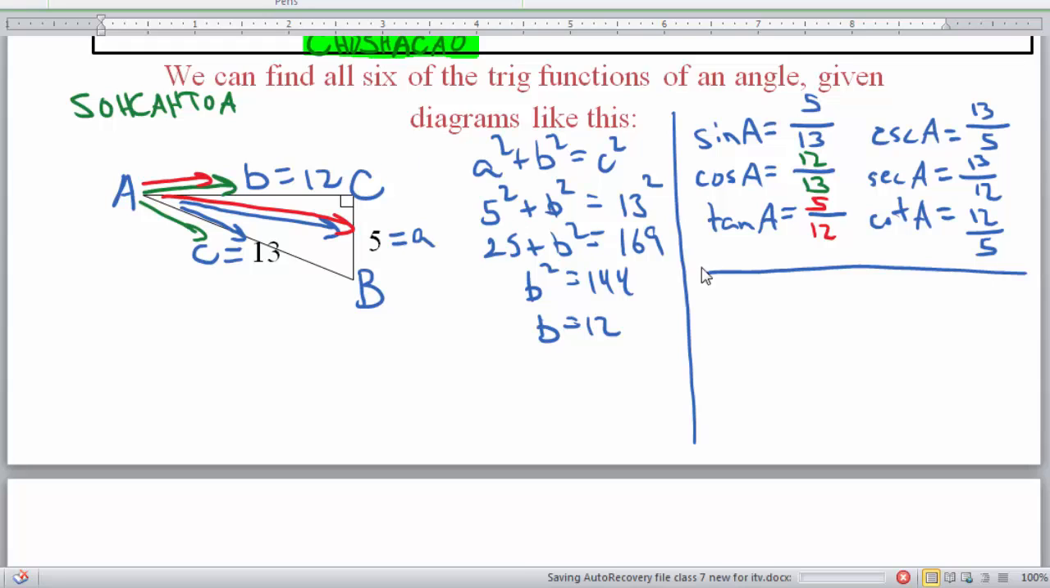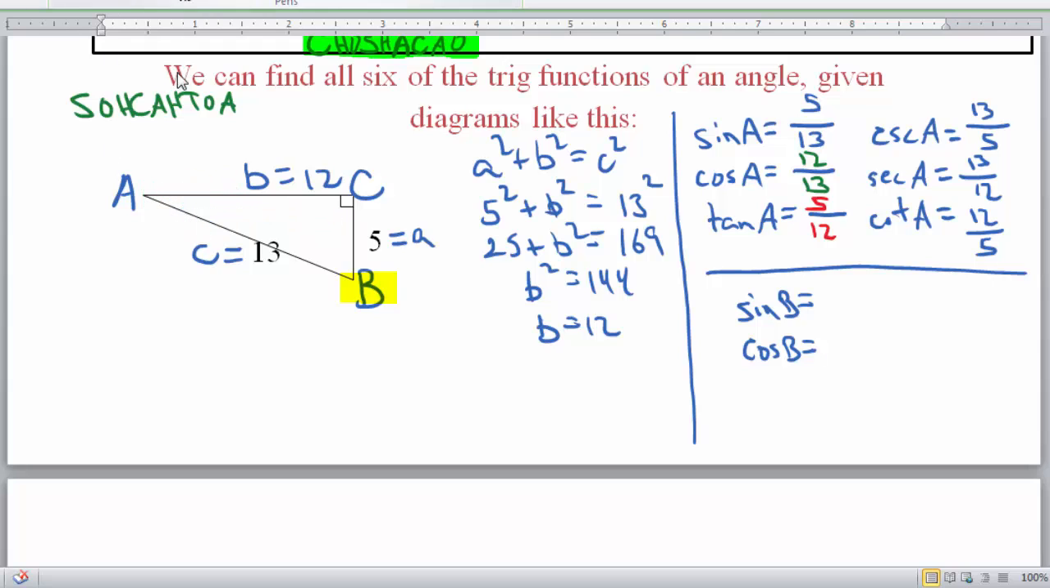And again, I could also find the trig functions of angle B if I wanted to. I could ask, what's the sine of B? What's the cosine of B? And so on and so forth. Then I'd be dealing with this angle here, angle B. Now here's the thing you have to be aware of: things get reversed when I switch angles. When I was dealing with angle A, the opposite was 5 and the adjacent was 12. But now that I'm dealing with B, the opposite is 12 and the adjacent is 5.